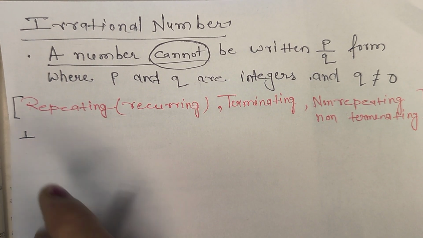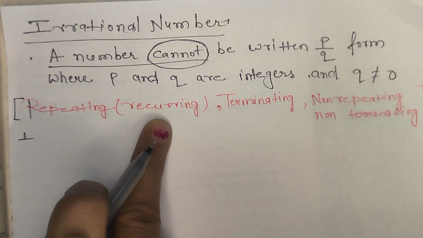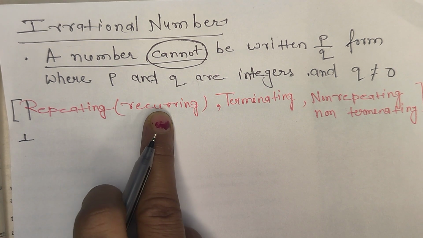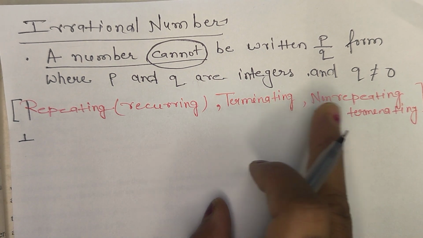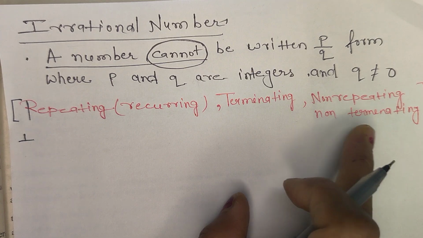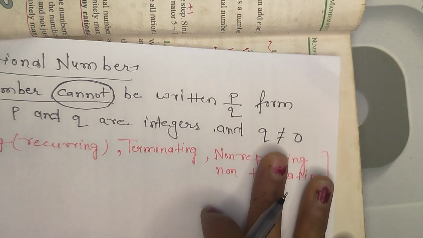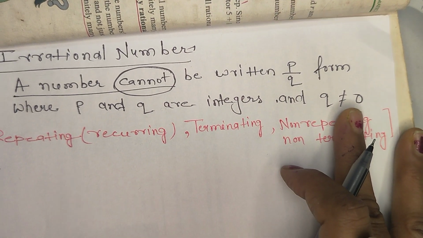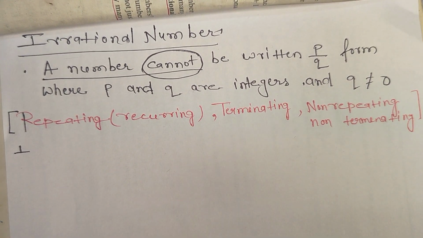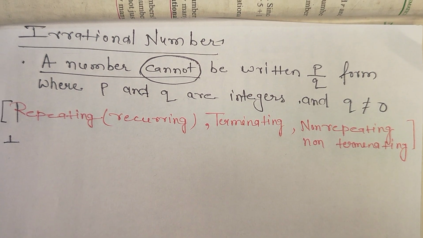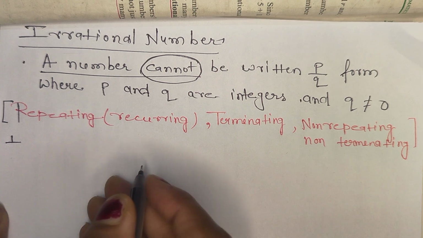You can see here repeating, repeating also known as recurring, terminating, and non-repeating, non-terminating. These are the three words you can see here. We will understand the meaning of these three words through some examples.